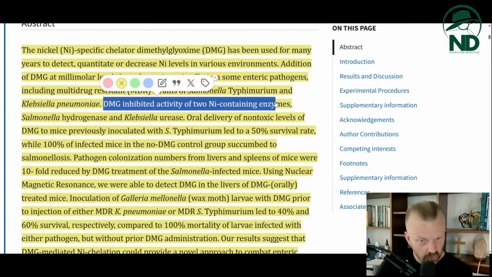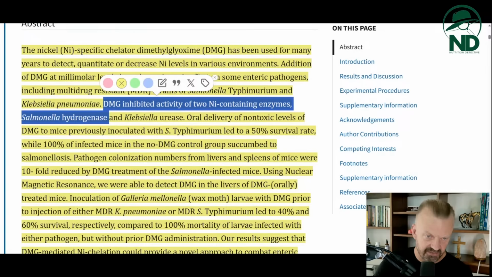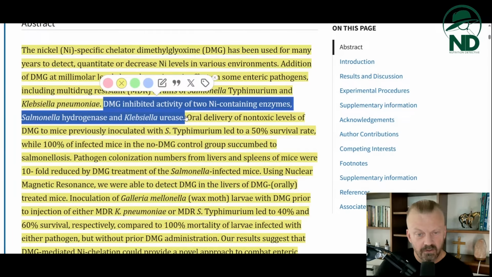DMG inhibited activity of two nickel-containing enzymes, Salmonella hydrogenase. Again, we like dehydrogenases. We try to help our dehydrogenases. Bacteria like hydrogenases. And Klebsiella urease. We just talked about both of those.